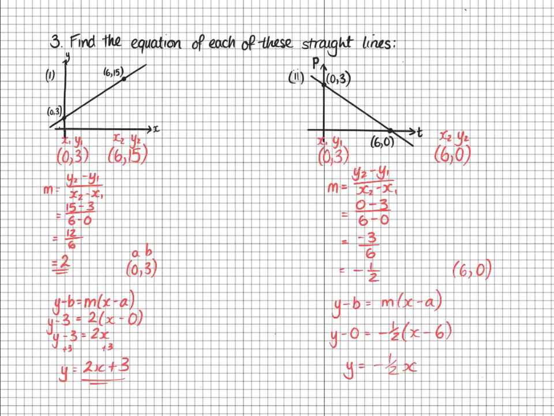And then we've got negative a half times negative 6. So if you've got a negative times a negative, your answer is positive. And a half times 6 is 3. So we get y equals negative a half x plus 3. And we can check these, because that 3 is our y-intercept, isn't it? Because y equals mx plus c, c is our y-intercept.